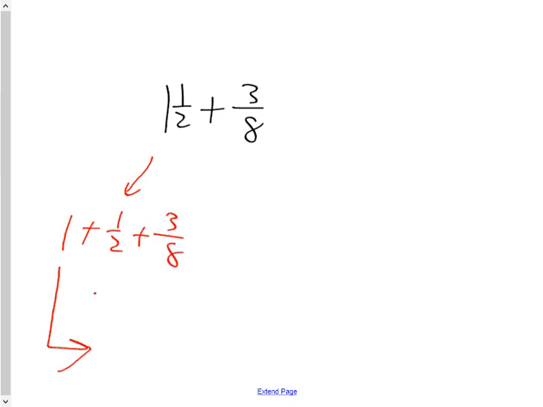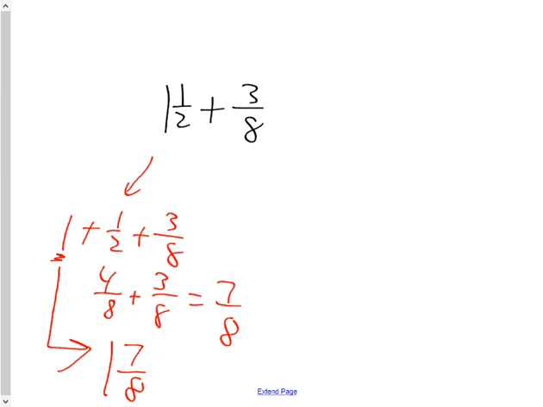So here, our common denominator will be 8. I will get 4/8 plus 3/8, which is equal to 7/8. Agreed? Then you take your 1 plus your 7/8, and you will get the solution of 1 and 7/8. That's one way to do it.